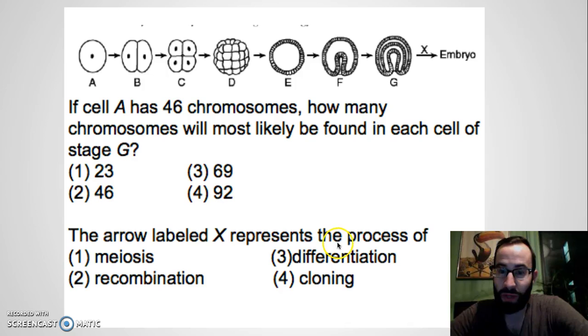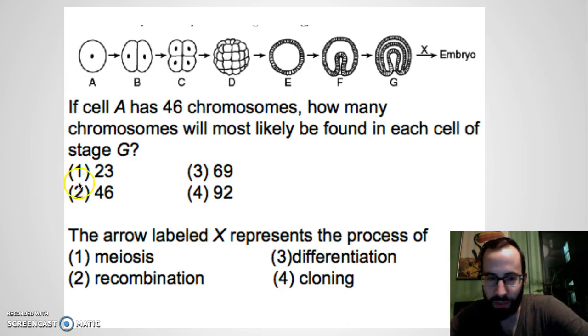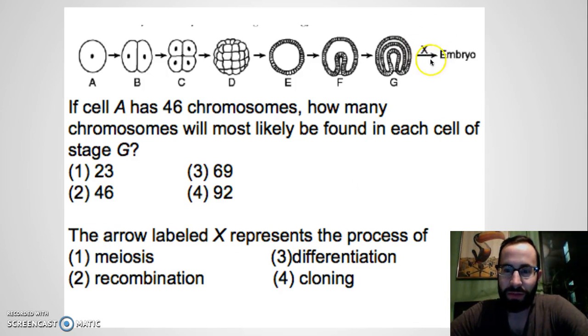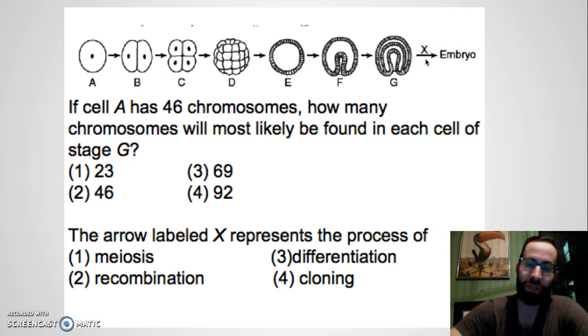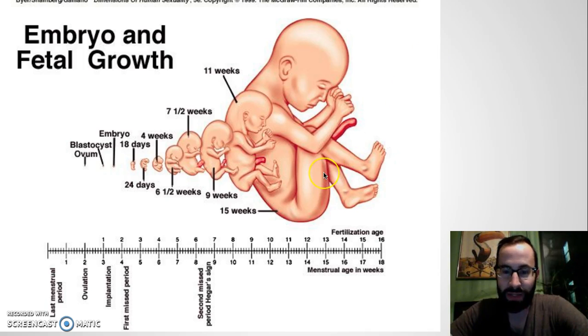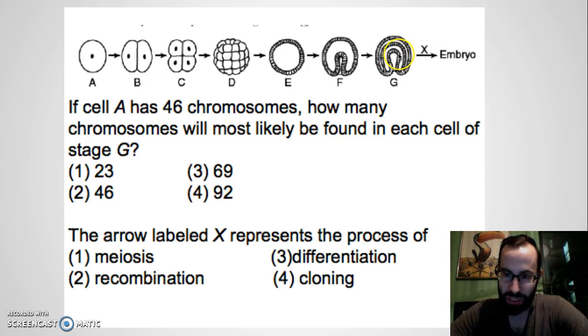Now, if we look at the second question here, the arrow labeled X, the answer here would be 2. The arrow labeled X, this arrow over here labeled X, what does this represent? Well, we already talked about this when we thought about what this image is showing us. This is the process of differentiation right here. And that's how we make an embryo.